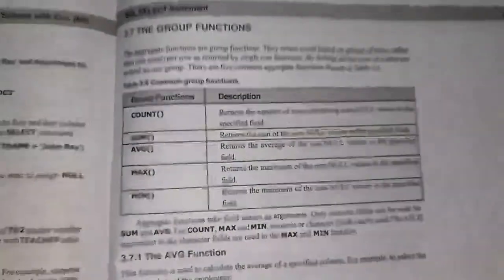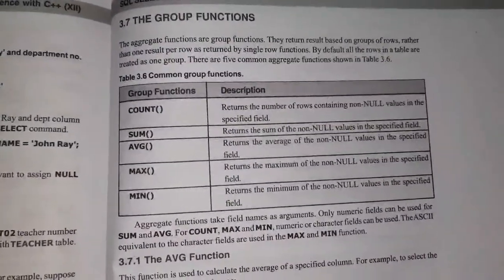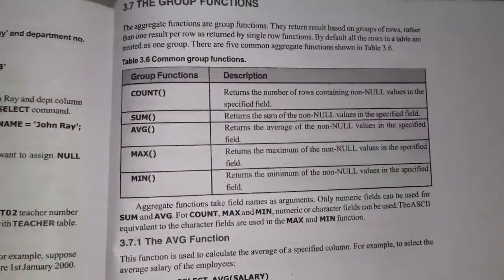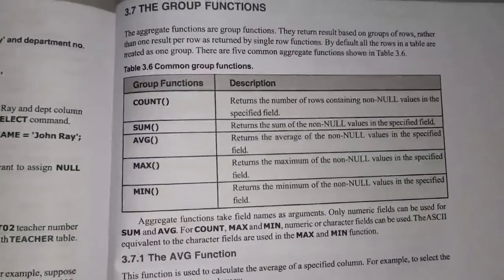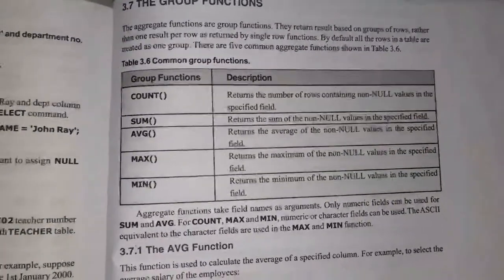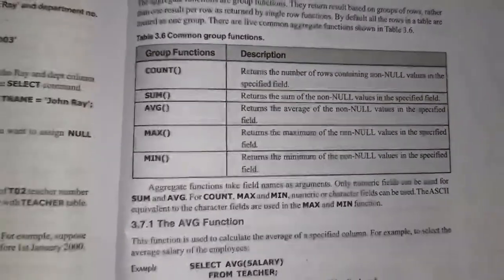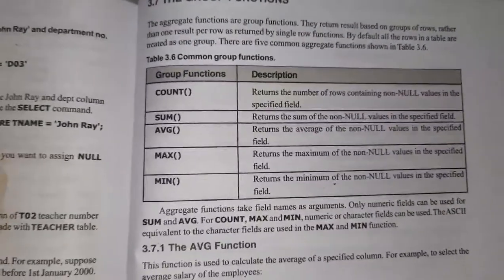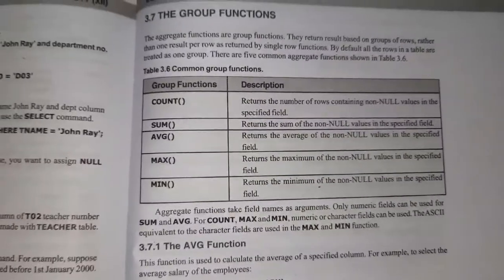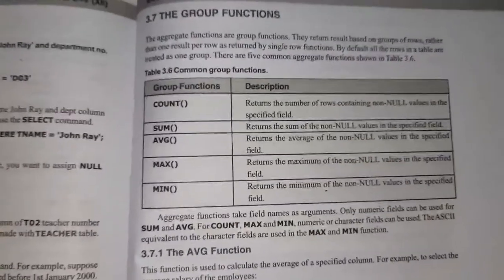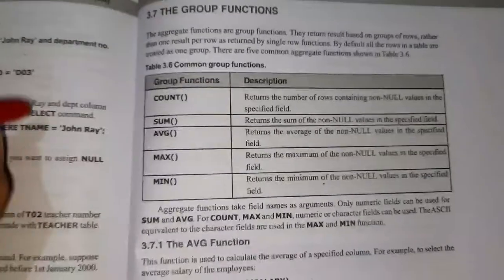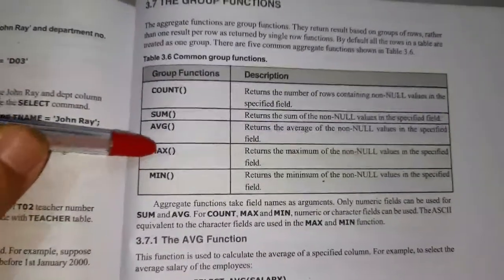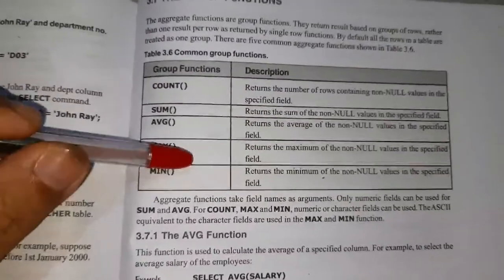Here you have the group functions such as count, which returns the number of rows. That means it calculates how many rows of data there are and gives the number of those rows. So it's like counting the number of characters in the string manipulation functions. Then we have the sum function, which returns the sum, the average function which returns the average, max which will return the maximum, and min which will return the minimum.